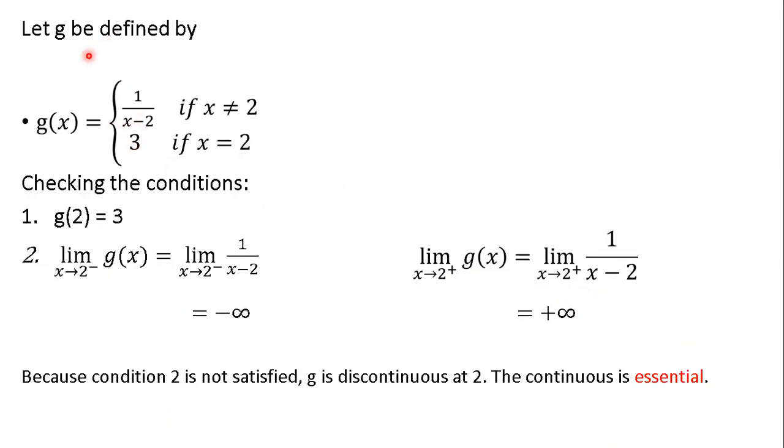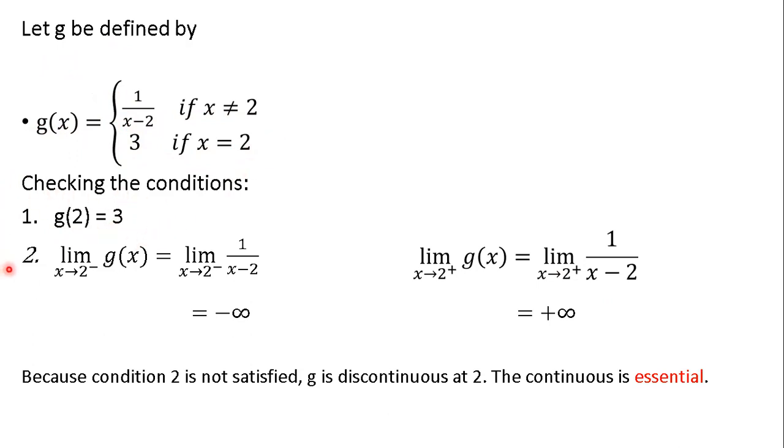For this example, let g be defined by g of x equals 1 over x minus 2 if x is not equal to 2, and g of x equals 3 if x is equal to 2. Checking the conditions, let's start with the first condition. g of 2 is equal to 3. Okay, so the first condition is checked.